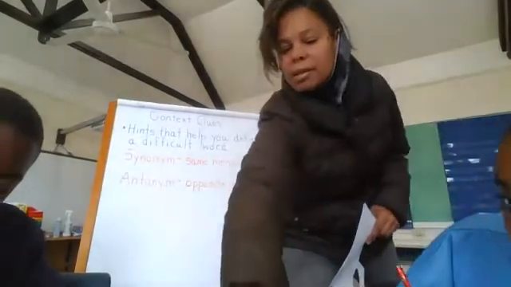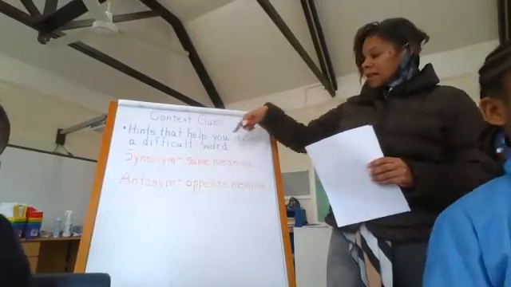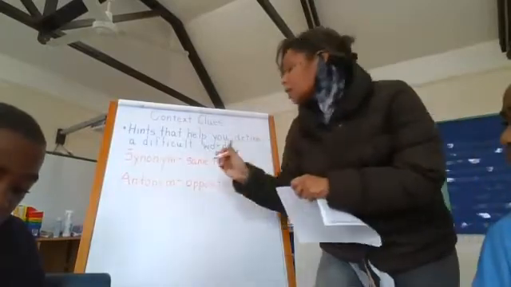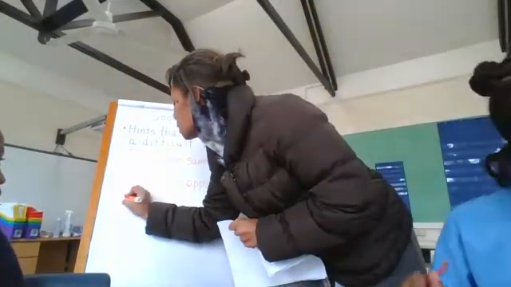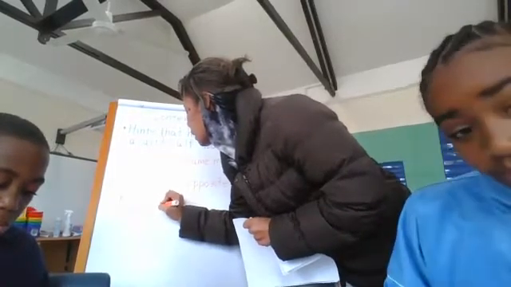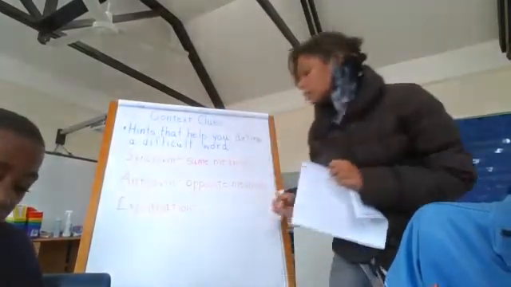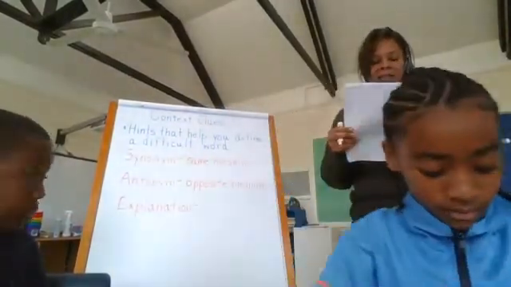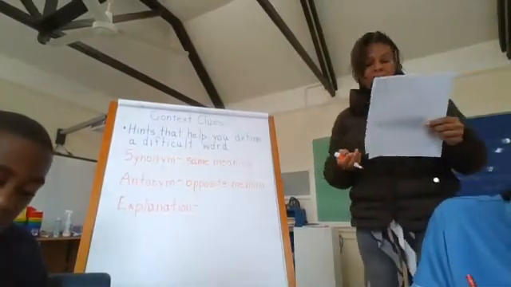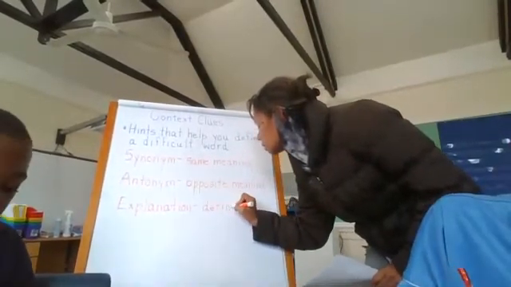I'm just going to press pause. Okay, so we have 2 more types of clues. We have synonym clues. They have the same meanings. Antonym clues have opposite meanings. Next, we have explanation clues. E-X-P-L-A-N-A-T-I-O-N. Explanation clues. And in the explanation clues, they actually give you a definition of what that unknown word means.